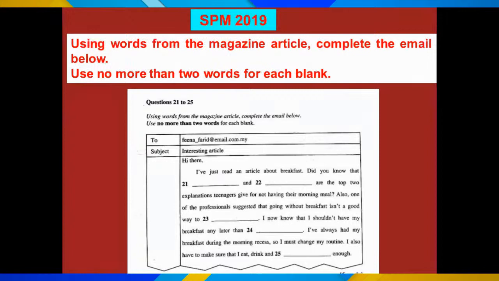Right, okay. Now, this year, SPM 2019, they do not provide, remember, check, read the question carefully, they do not provide the situation. But do not worry, okay. So, we have the set question and the instruction. Okay, so the question is using words from the magazine article, complete the email below. Okay, the instruction is use no more than two words for each blank.